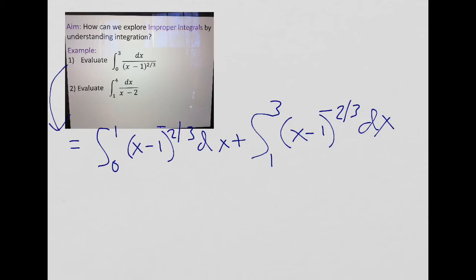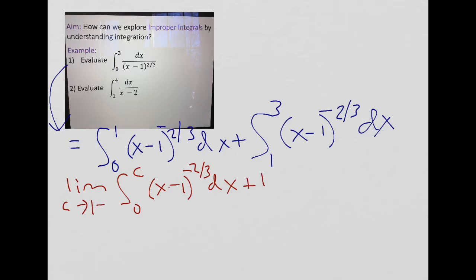All right. So for the first one, we're going to need the limit of the integral from 0 to c, and we have this expression here. My negatives are not coming out very well, so please bear with me, as c approaches 1 from the left. And for this one, we have a different limit. We have from c to 3 instead, as c approaches 1 from the right.